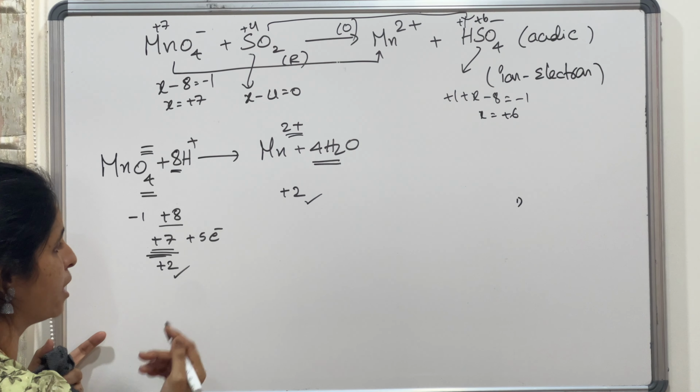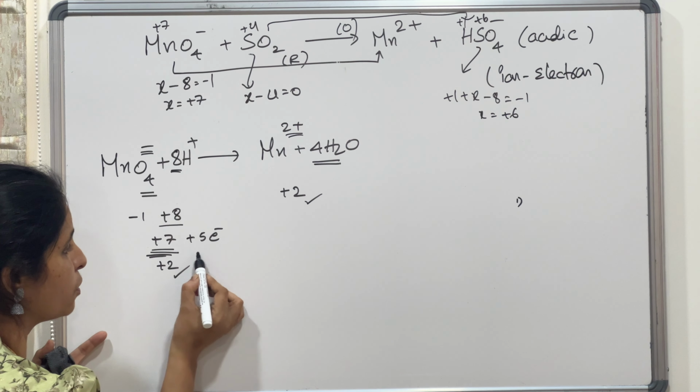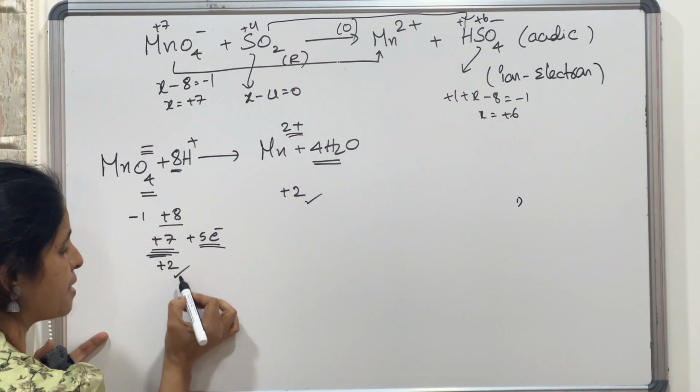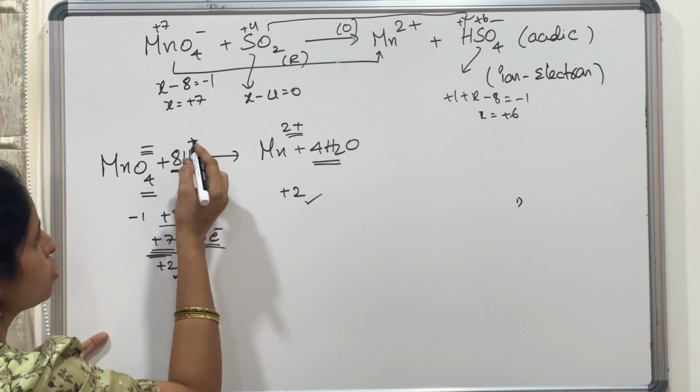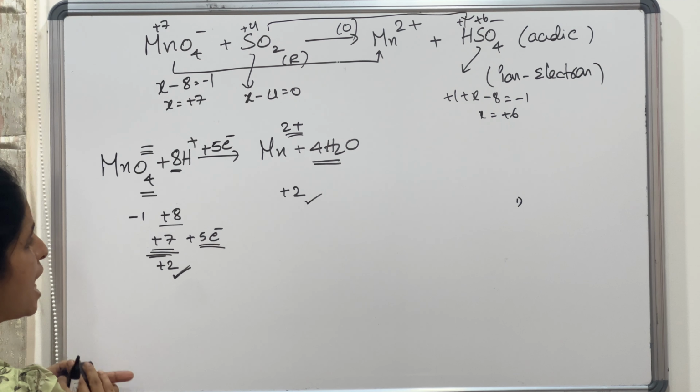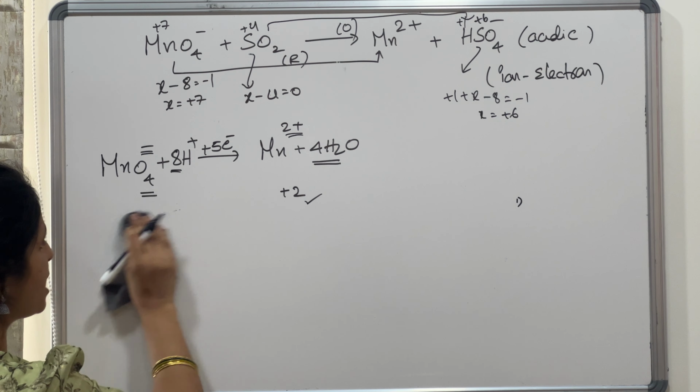Electrons will be added. So here, how many electrons do you need? If you add 5 electrons, minus 5 plus 7, this will become plus 2. So if you add 5 electrons to this side, the total charge will be balanced. Now look for the charge.